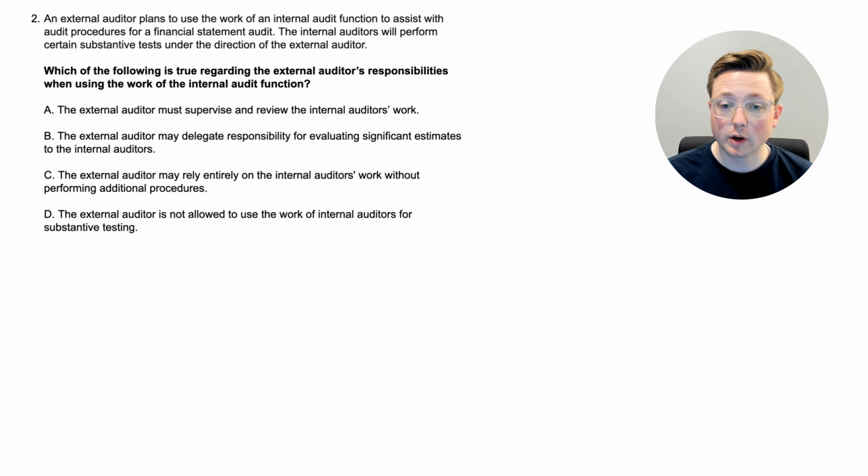Which of the following is true regarding the external auditor's responsibilities when using the work of the internal audit function? So again, imagine if you were at the exam center and you saw this question and you read that last part first, you would immediately know that you're dealing with an internal audit function and what the external auditor's responsibilities are for using their work. And again, this is assuming that you've studied this all before test day. So you would start thinking, oh, this is what I need to be looking for. And then you read through the rest of the question.